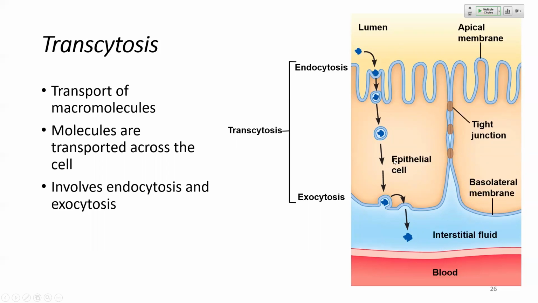And when that vesicle gets to the basolateral surface, it undergoes exocytosis, which is basically fusing that vesicle membrane with the membrane of the basolateral cell, and then releasing that particle out into the interstitial space across into the blood, okay? So transcytosis is really a collective process of both endocytosis at the apical surface and exocytosis at the basolateral surface, working together to transport molecules across the cell membrane.